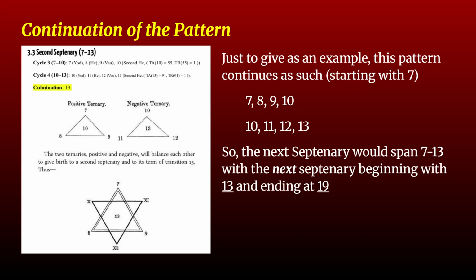Just for the sake of showing you how this continues, we could do this again. This would form the second septenary, beginning at 7, because the first one ended at 7.